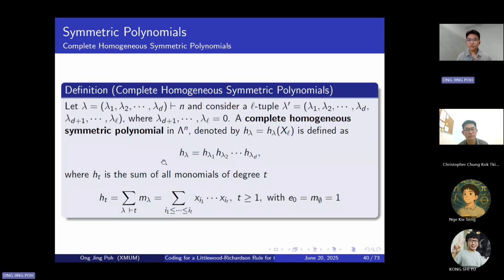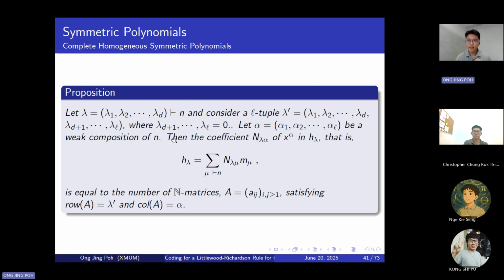And next, the second type of symmetric polynomial is the complete homogeneous symmetric polynomial, and its definition is shown in the slide. Then we have the proposition here. For any lambda, H lambda can be expressed as a linear combination of M mu, and the coefficient N lambda mu is equal to the number of N matrices with row sum vector lambda prime and column sum vector alpha.